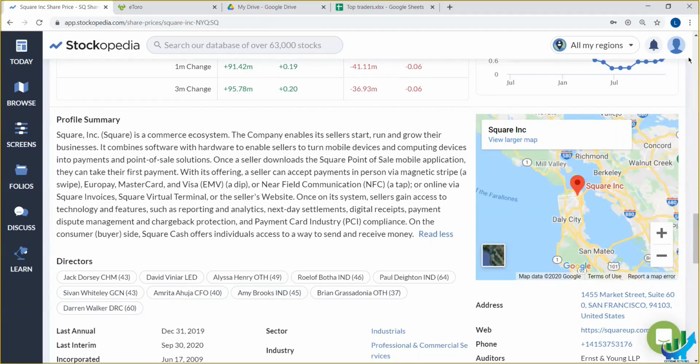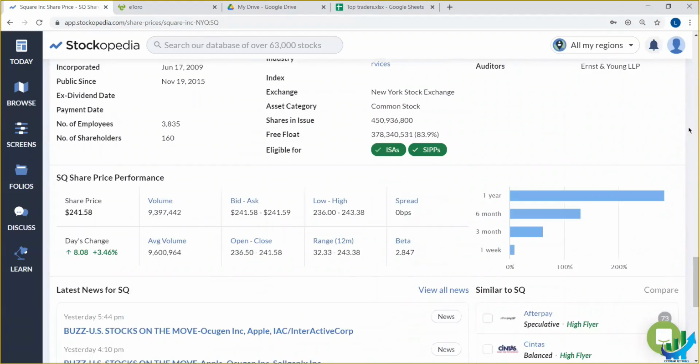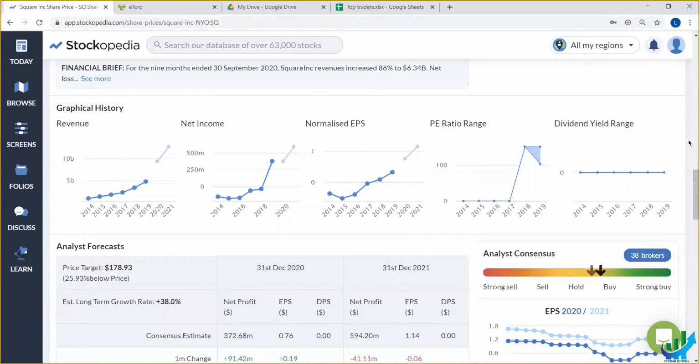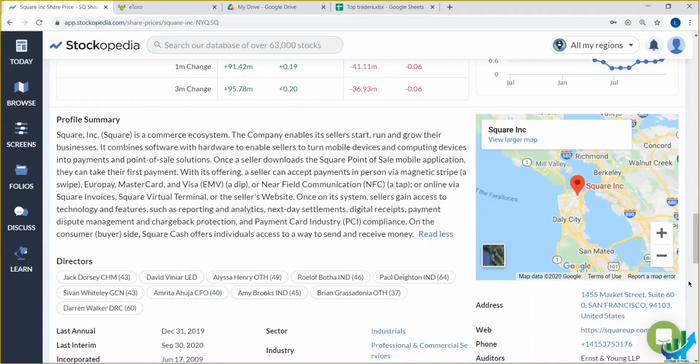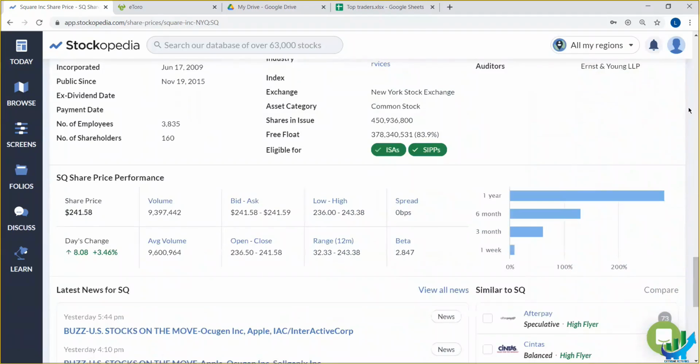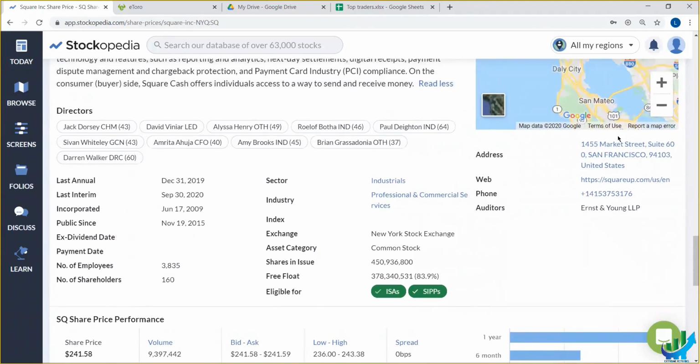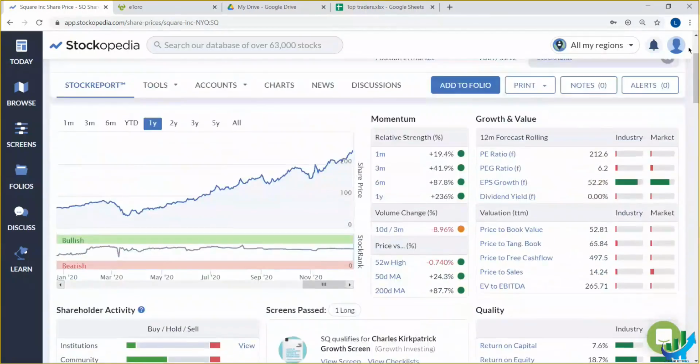So they set up Square many years ago. They're based in the US, obviously. They're based in San Mateo. They do have offices in, oh, there you go, San Francisco. Same as Twitter, really. So Jack Dorsey runs both.